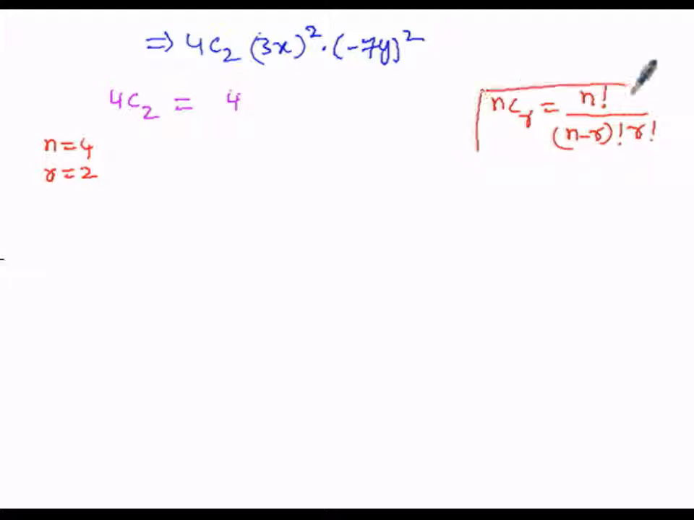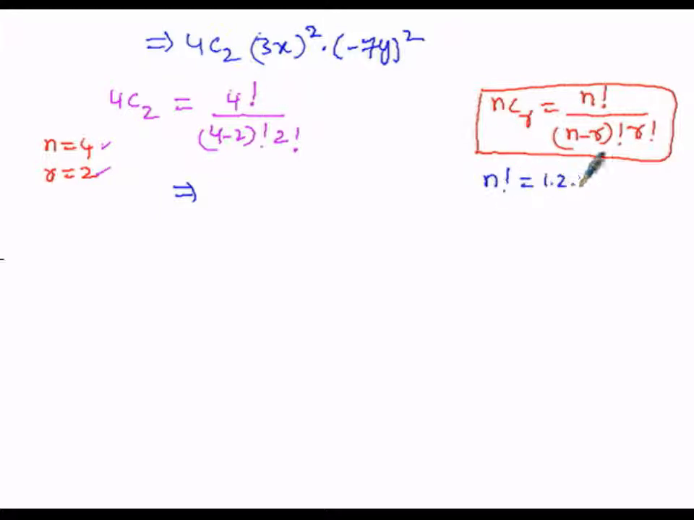So based upon this formula, we write this logical step: n is 4, so we can write 4 factorial divided by (4 minus 2) factorial into r factorial, where r is 2, that is 2 factorial. We know n factorial is 1 into 2 into 3 into 4 up to n. Based upon these two conditions, I got this logical step.